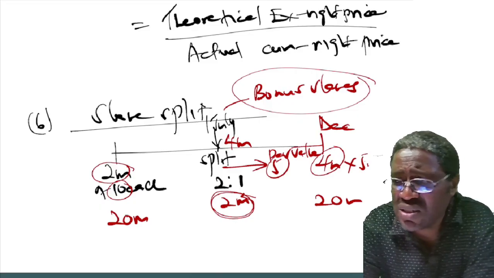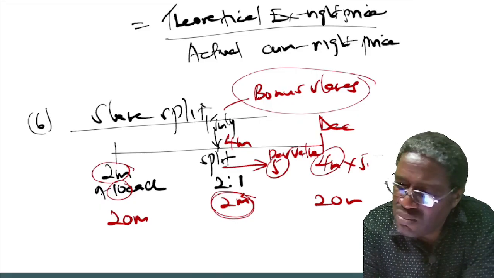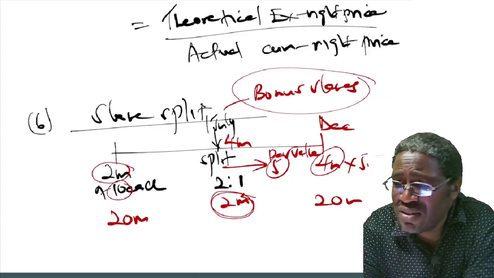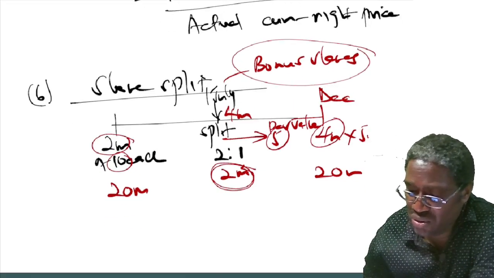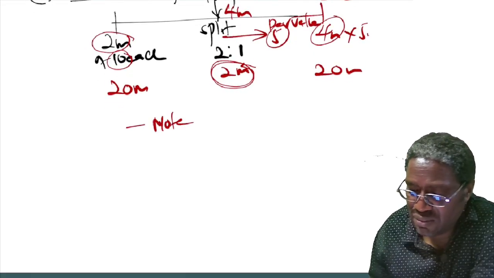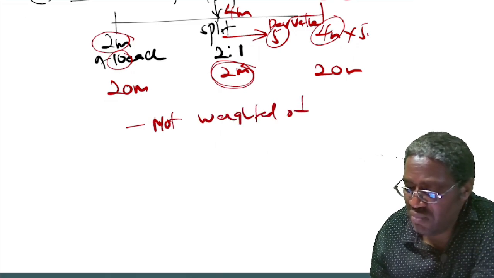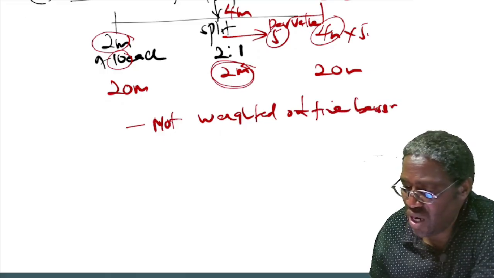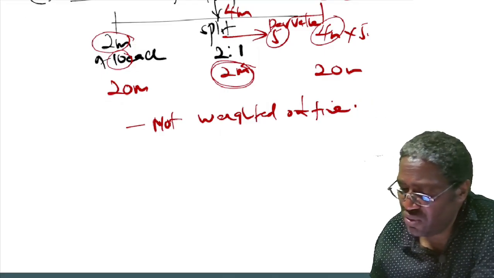What was the rule for bonus? Same rule for bonus. Everything for bonus, same rule. What is the rule? Not weighted, on time basis. Why? Because we said they are assumed to be issued as from the beginning of the year.